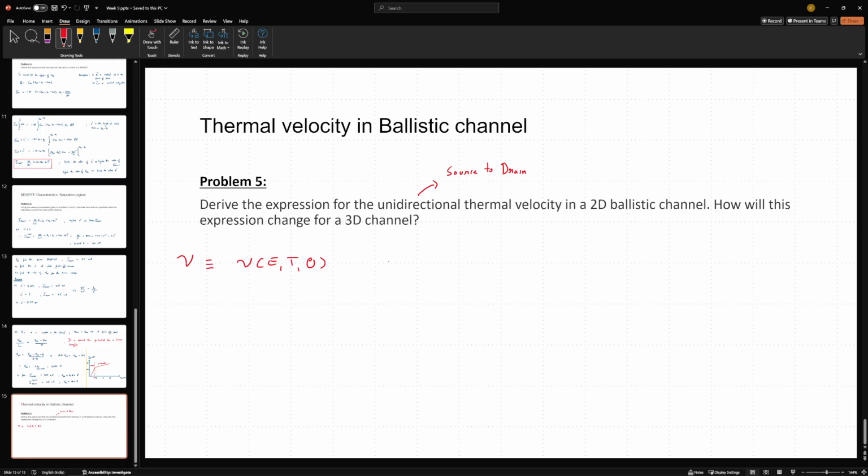Okay, so E is energy, T is temperature, then I have the angle theta. Now, why am I suddenly talking about theta? Remember what a ballistic channel looks like. Again, all of this is 2D ballistic channel.